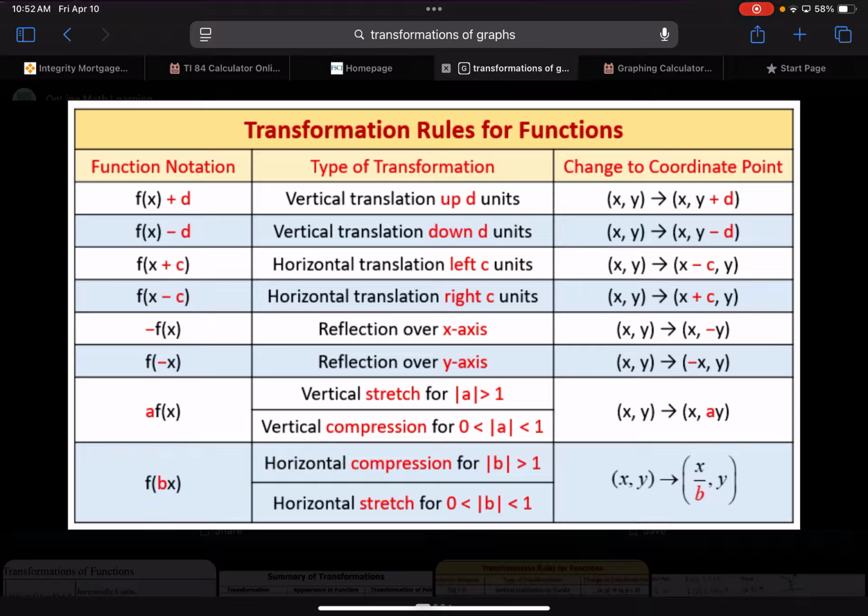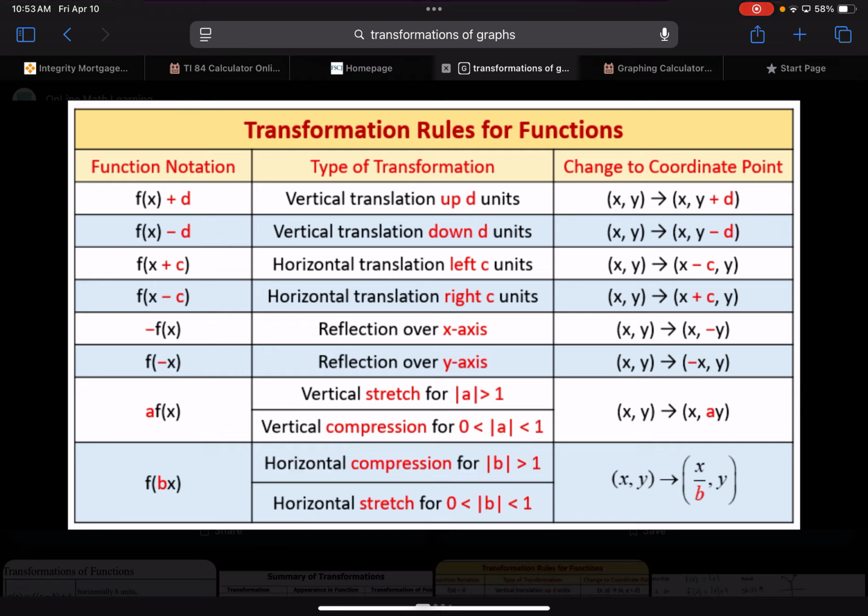And then the two negatives are reflections, okay? If I have a negative being multiplied by my entire base graph, in what we're doing right now, the negative would be in front of the b to the x, so in front of the entire thing. That's changing my output values, which are my y values. So that would be a reflection over the x-axis, because if they were positive y, now they'd be negative y. And so we find those new coordinates by multiplying the y coordinates by a negative.